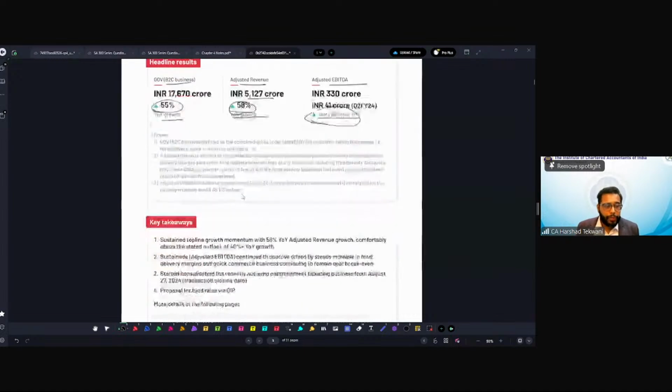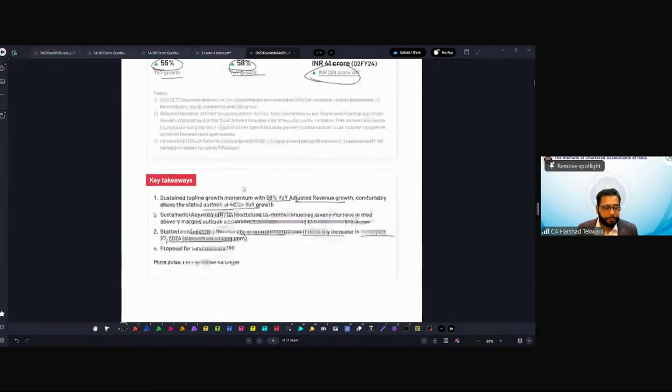They also provide some information, like 58% year on year adjusted revenue growth compared to the 40% outlook, which means the growth is more than what was budgeted. They started consolidating the recently acquired entertainment ticketing business from August. Okay, so something is happening.